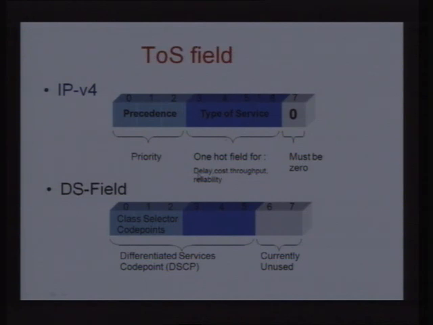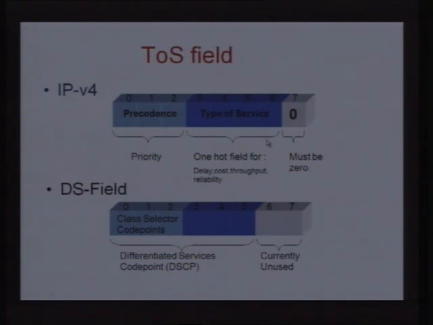these 3 bits, the DTR, that is 3, 4 and 5. The 6 was not used initially. The DTR, that is the delay, throughput and the reliability, they were used, and at a later stage some people suggested that we should have one more field for defining the cost of it. So in the earlier version of IP header, the TS field was defined.